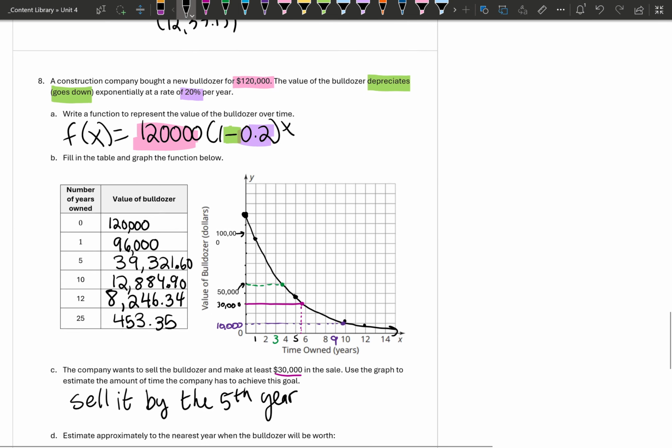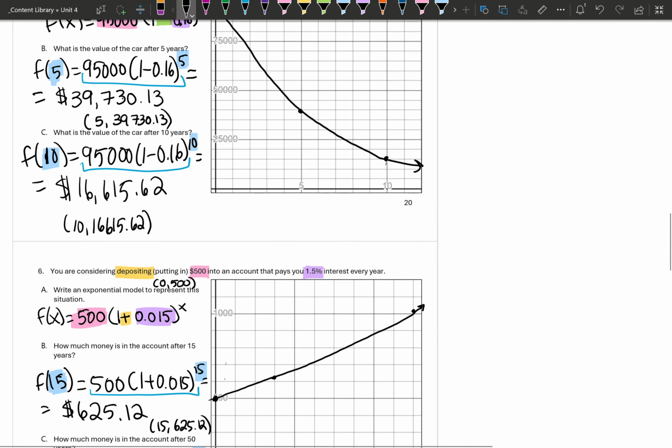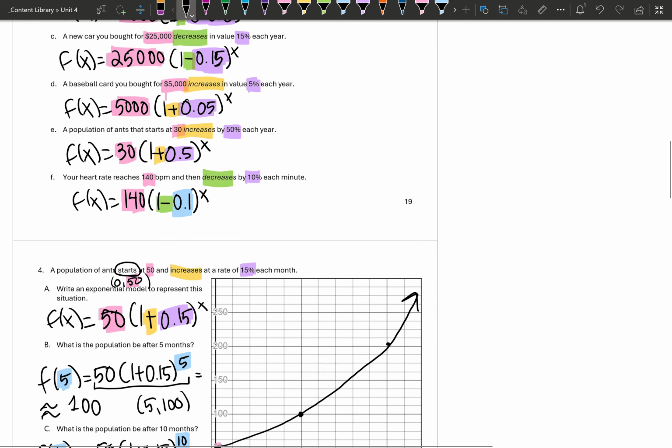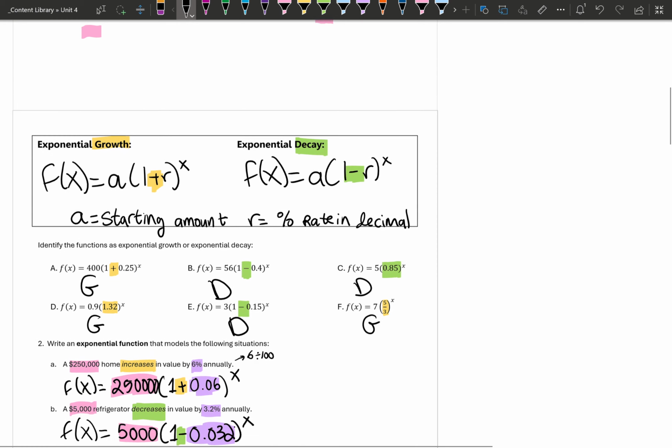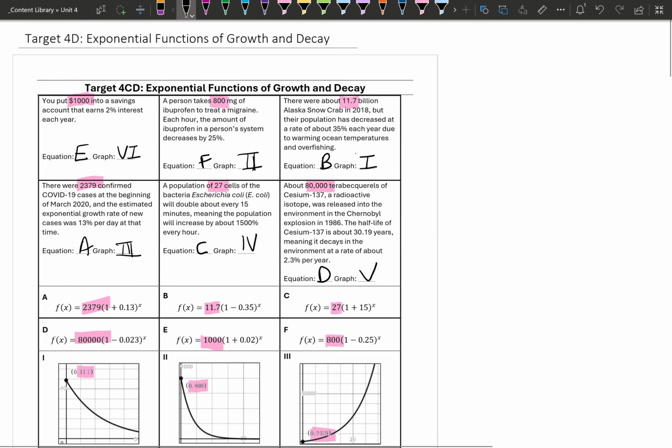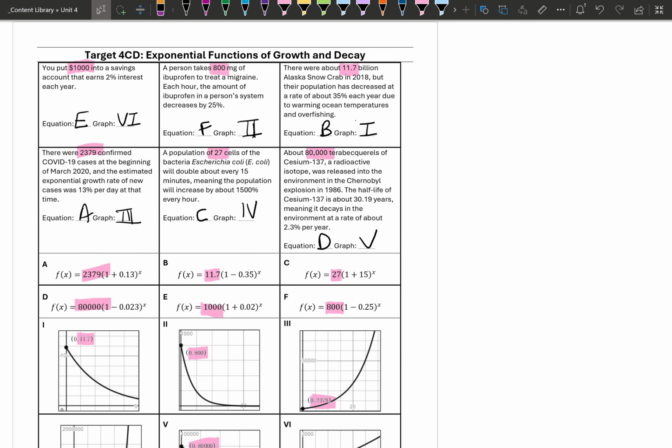Okay, that's our unit. I hope you could see how exponential functions are so practical and so prevalent in real life. I can't wait to do a little project with you about this.